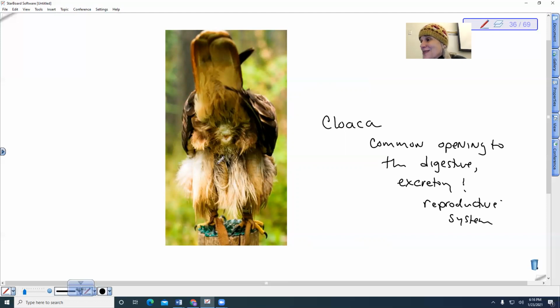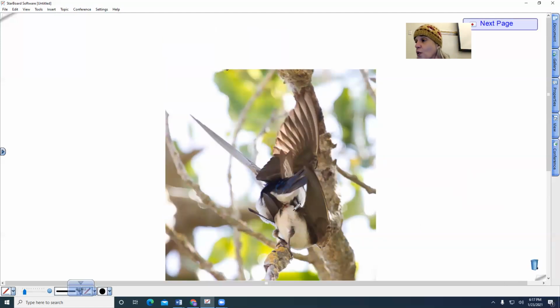So feces comes out here. It's usually colored with white because that's their uric acid. So digestive and excretory waste comes out, but also this is the opening to the reproductive system. So in order for sperm to be transferred and internal fertilization to take place, they have to touch their cloaca together. And so copulation in birds oftentimes involves what is called the cloacal kiss. So this is what those birds are doing up on the wires when one gets on top of another.